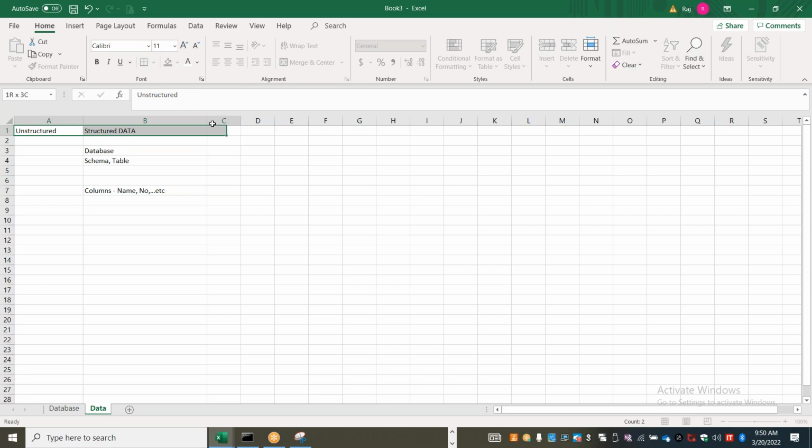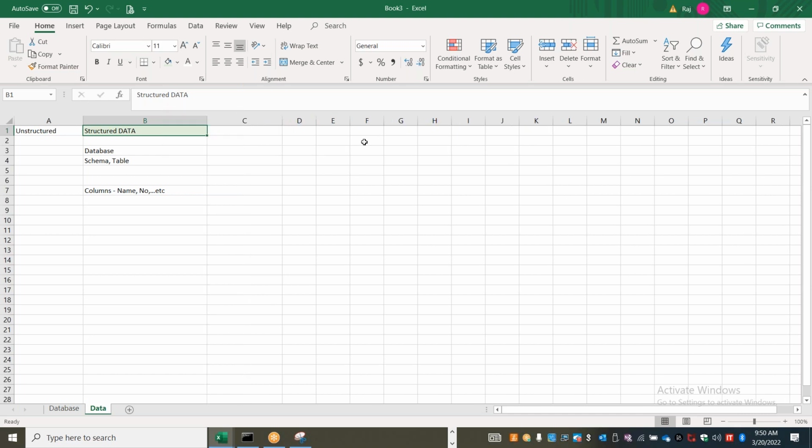So we have 4 different categories of data, but we are going to focus more on structured data now. The other categories are semi-structured, which is like your XML, JSON files, email, all those things. And we have quasi-structured, which is your blogs, chats, tweets, all those things. But we are going to focus on structured data now.